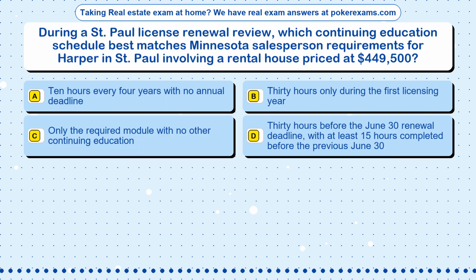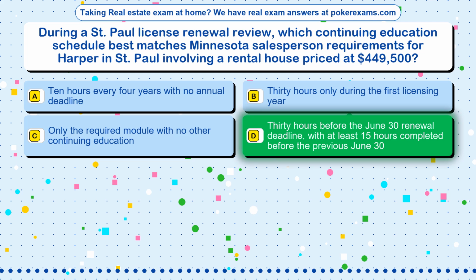Question 64. During a St. Paul license renewal review, which continuing education schedule best matches Minnesota salesperson requirements for Harper and St. Paul involving a rental house priced at $449,500? Option A. 10 hours every 4 years with no annual deadline. Option B. 30 hours only during the first licensing year. Option C. Only the required module with no other continuing education. Option D. 30 hours before the June 30th renewal deadline, with at least 15 hours completed before the previous June 30th.